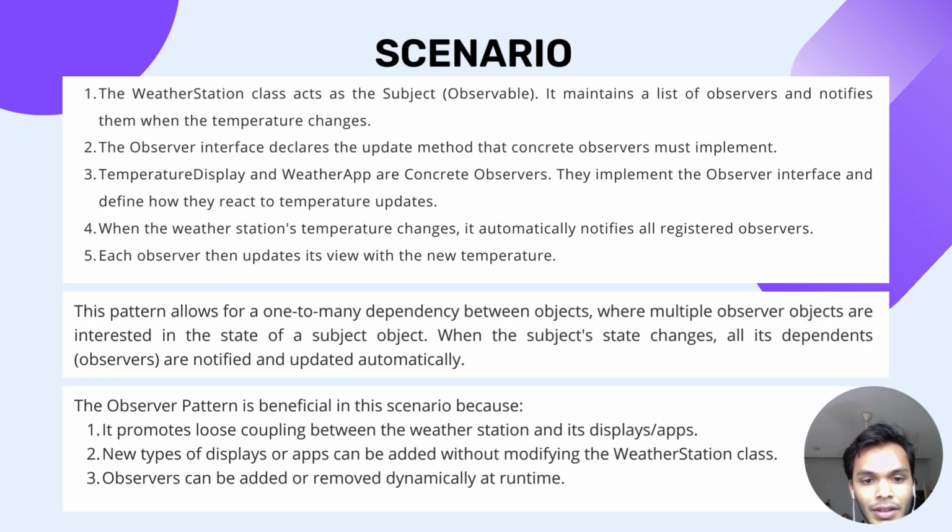And next, when the weather station temperature changes, it automatically notifies all registered observers. And finally, each observer then updates its view with the new temperature. Then this pattern allows for a one-to-many dependency between objects, where multiple observers are interested in the state of a subject object. When the subject's state changes, all its dependent observers are notified and updated automatically.